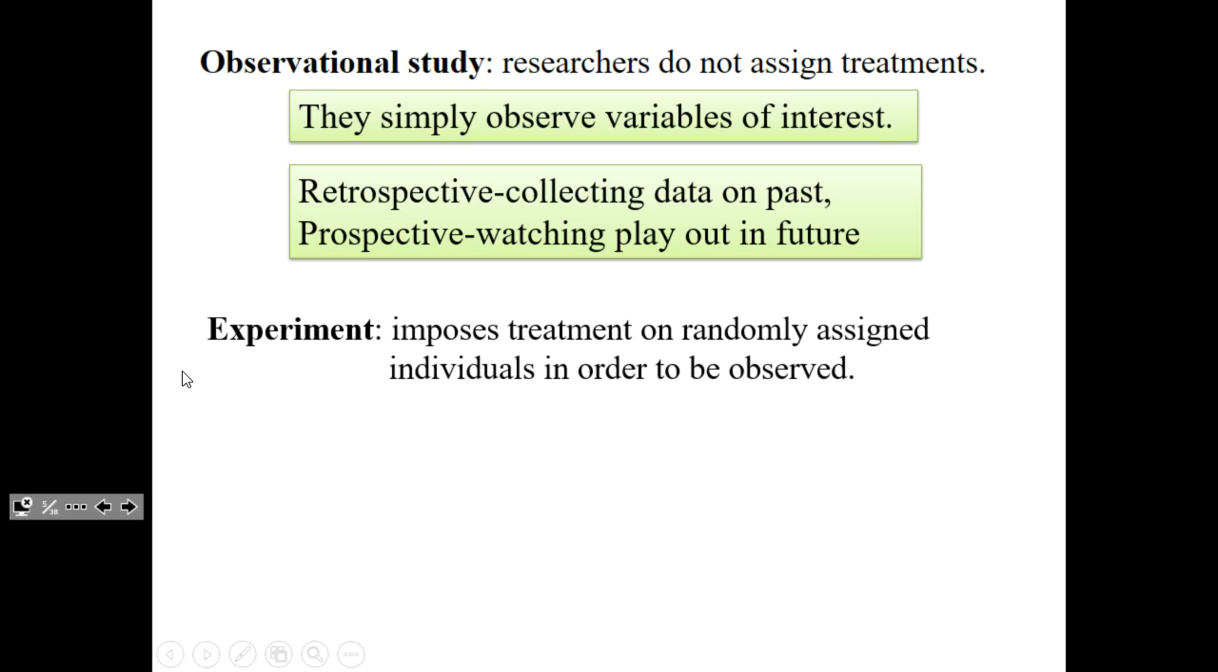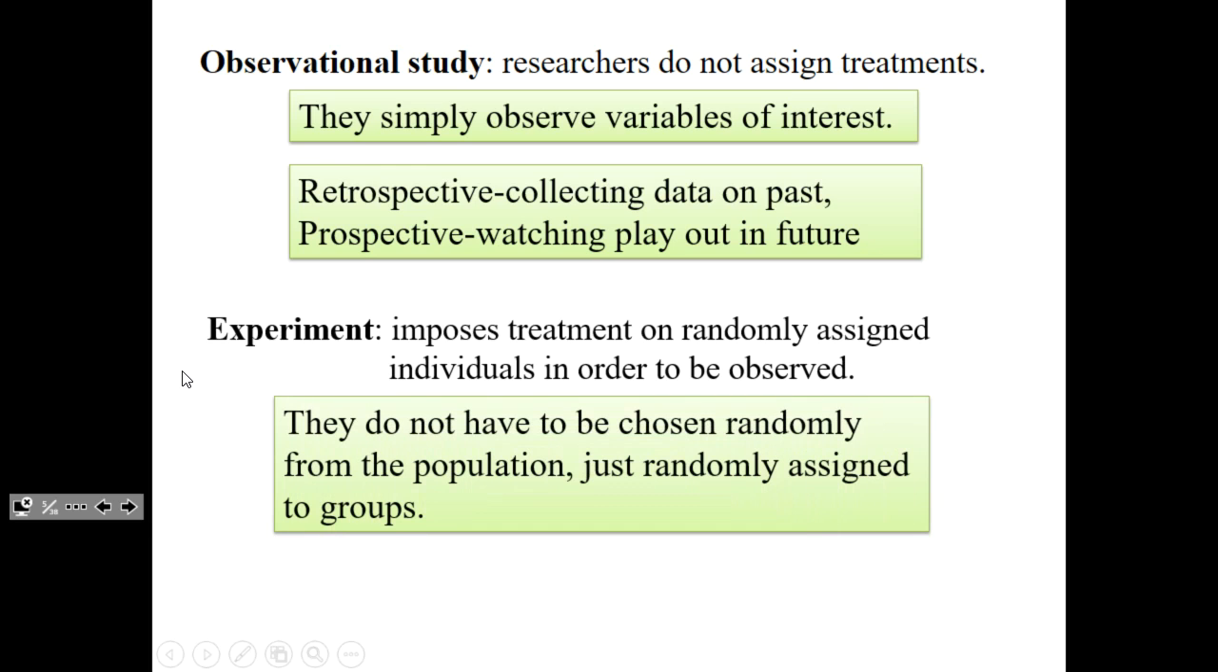Additionally, we now have experiments. Experiments are where the researcher imposes a treatment on a randomly assigned individual in order to observe the change. Now, the person doesn't have to be randomly chosen from the population, but they do have to be randomly assigned to the different groups we're going to deal with. So again, randomization does not mean I need to get a random person from the population, because usually experiments use volunteers, but I do need to randomly assign them to the different treatment. We'll go over how we do that.